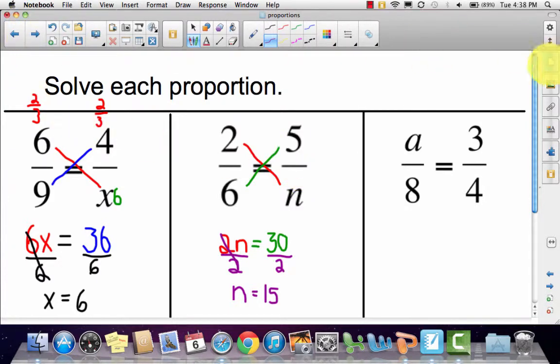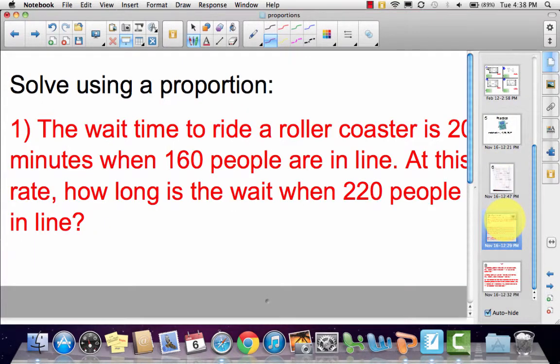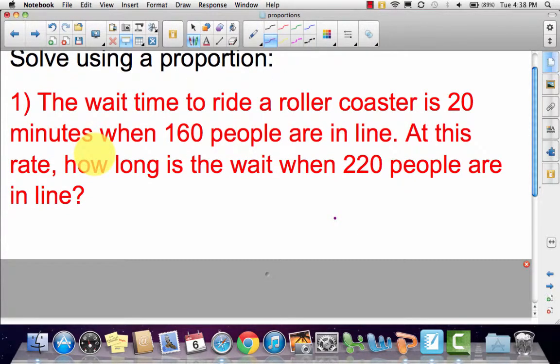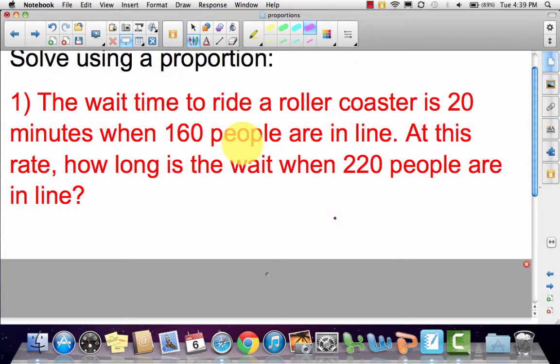We can also use proportions to solve some real-world problems. So let's do a quick example. Here I have a word problem that tells me the wait time to ride a roller coaster is 20 minutes when 160 people are in line. At this rate, how long is the wait when 220 people are in line? And what I'm going to do is figure out what two items I'm comparing in this problem. So I'm reading that I'm comparing how many minutes people have to wait and how many people are actually in line to go on that ride.